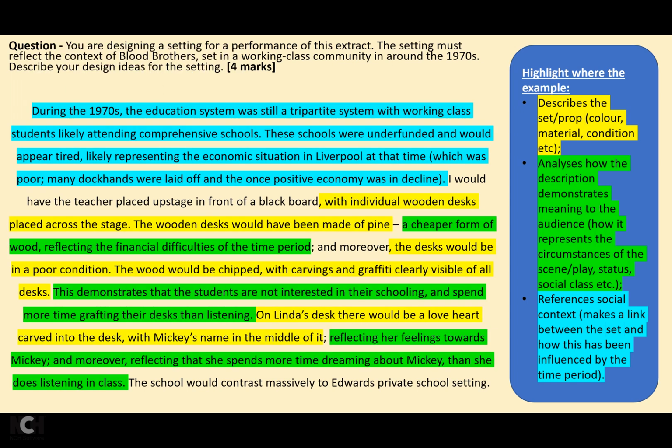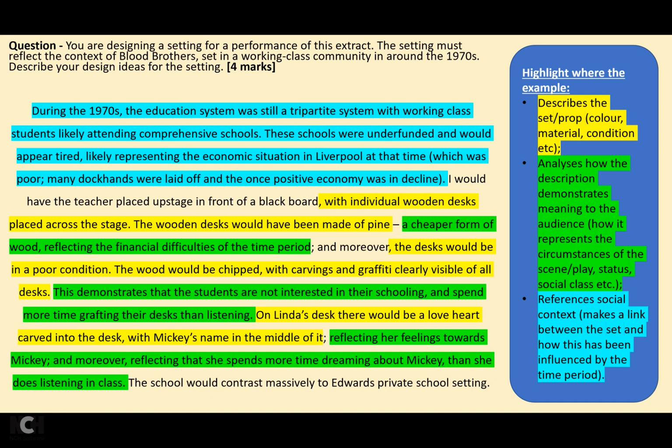Okay, what we're going to do is we're going to have a go at going through the model answer together. And we're going to start off by just looking at the references to social context, which I think has been clearly made at the top of this answer. So, during the 1970s, the education system was still a tripartite system with working class students likely attending comprehensive schools. Brilliant. It's making that link back to it, and it's talking about how it's reflective of a working class community. The schools were underfunded, and this would likely appear tired, representing the economic situation in Liverpool at the time. So all I'm doing is I'm giving my understanding of the context.